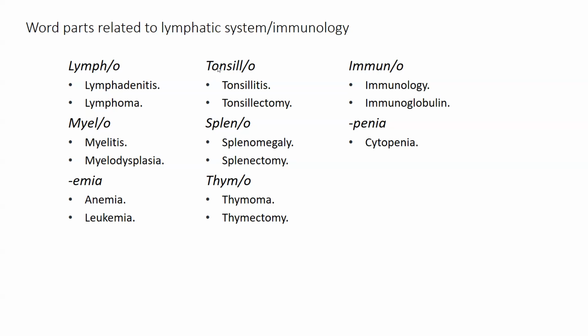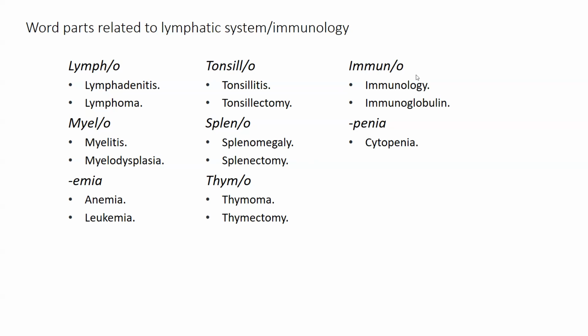Of course, tonsillo refers to tonsils. So you can have tonsillitis, an inflammation, or tonsillectomy, get them removed. Spleno refers to the spleen. So splenomegaly would be an enlargement of the spleen, or take the whole thing out, splenectomy. Thymo refers to the thymus again, that we had in the endocrine chapter. A thymoma would be a mass on it. A thymectomy would be removal of it.